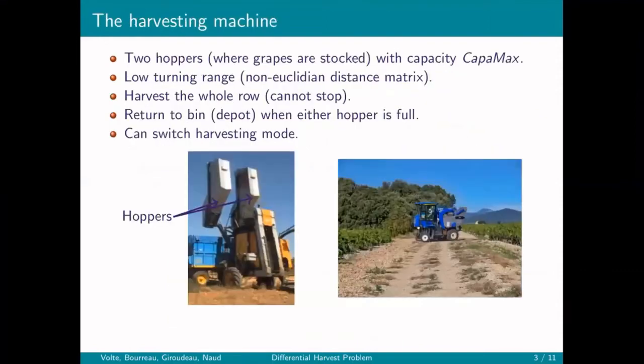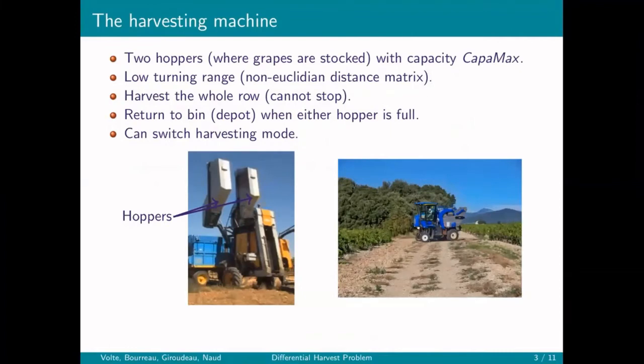And to do so, we have the following harvesting machine. This is a special harvesting machine with two harvesting modes, which I will come back to later. This machine has two hoppers with a certain capacity. And the low turning wedge, which gives us a non-Euclidean distance matrix.